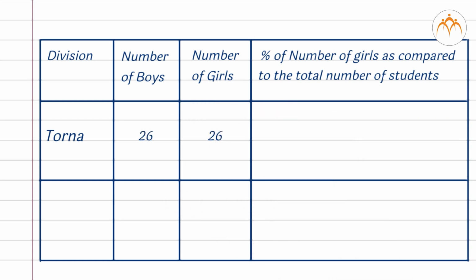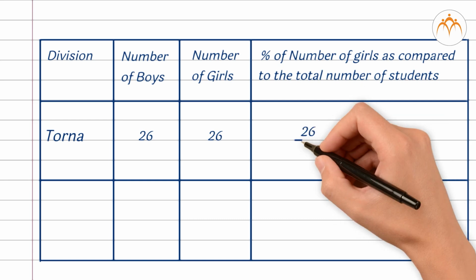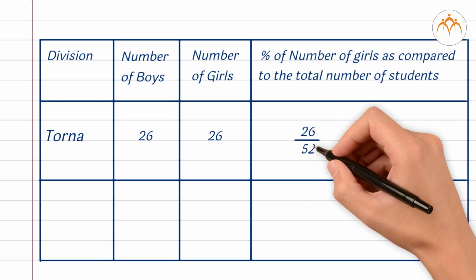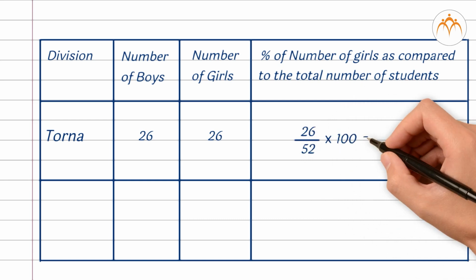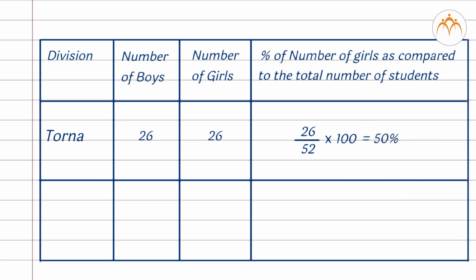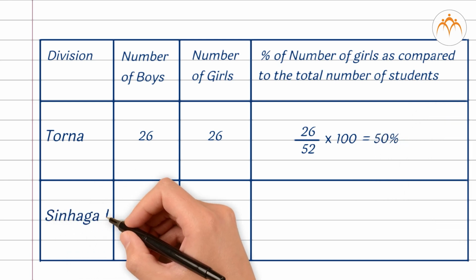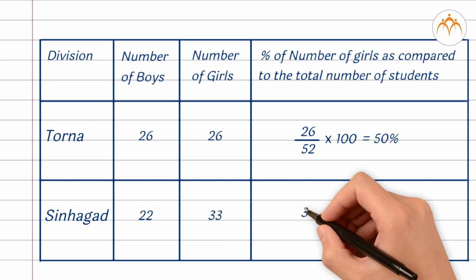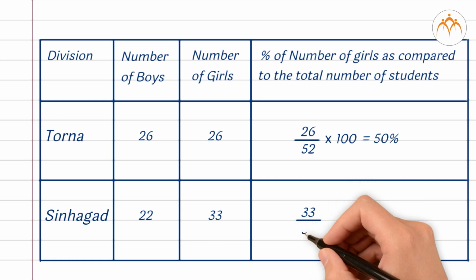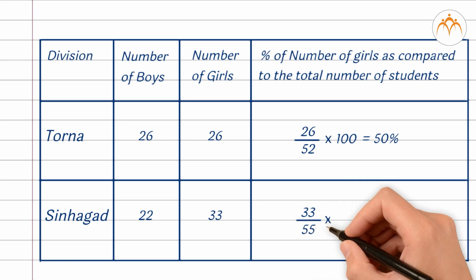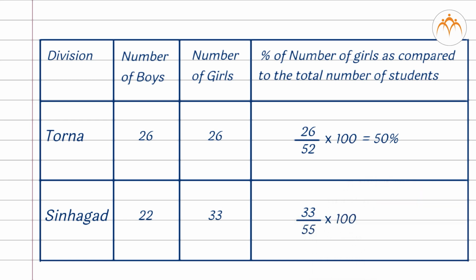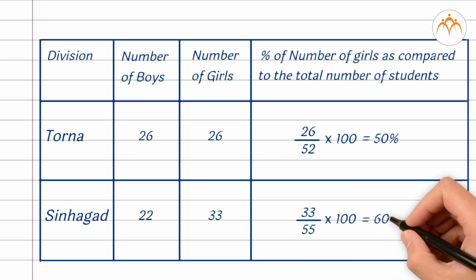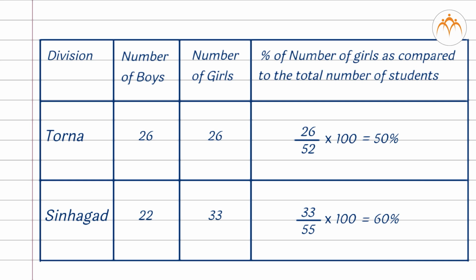Now for Torna division, we have 26 boys, 26 girls. Therefore, the percentage of number of girls would be 26 divided by total number 52 into 100, which gives us 50%. And now for Sinhagad division, we have 22 boys, 33 girls. Therefore, the percentage of number of girls would be 33 divided by total 55 into 100 equal to 60%.